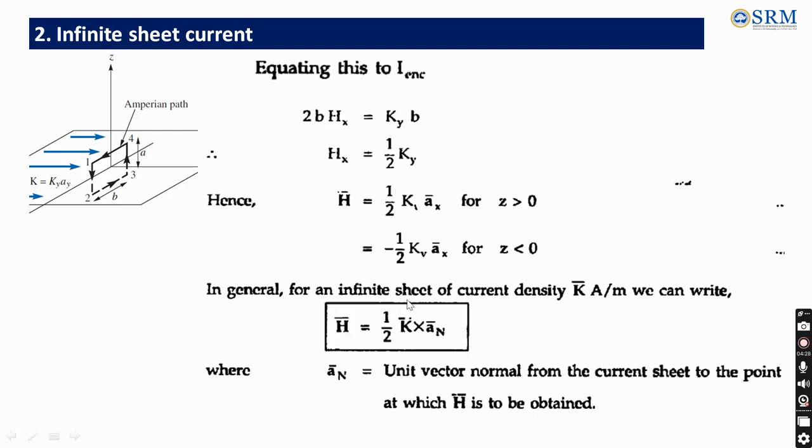So in the general case, for an infinite sheet with current density K vector ampere per meter, I can write H vector as half of K vector cross an vector. That is, the unit vector taken normal from the sheet current to the point at which I have to determine my magnetic field intensity. I hope you understood how to find the magnetic field intensity for an infinite sheet current. It is half of the infinite sheet current density into the cross product with the unit vector.